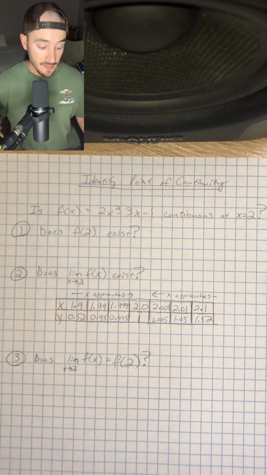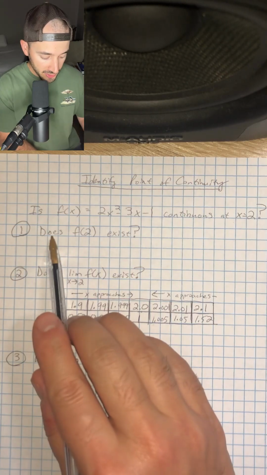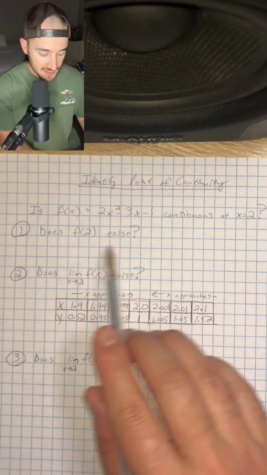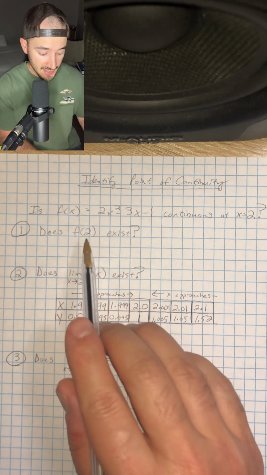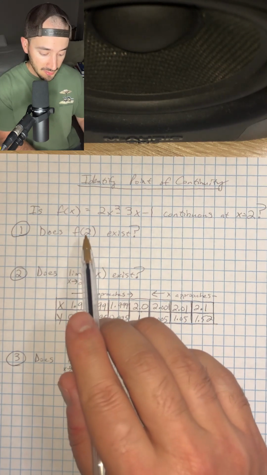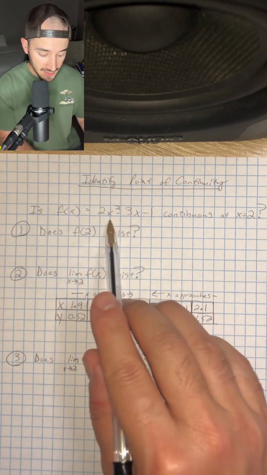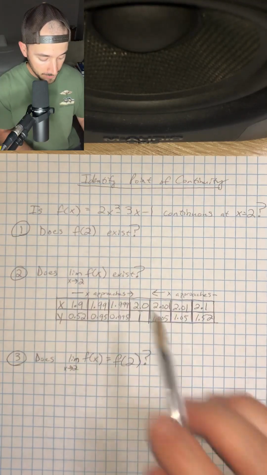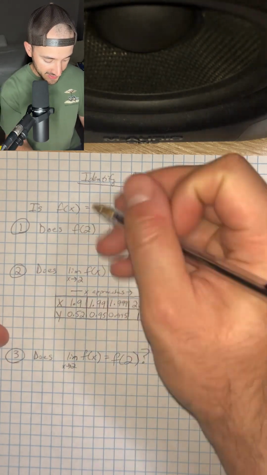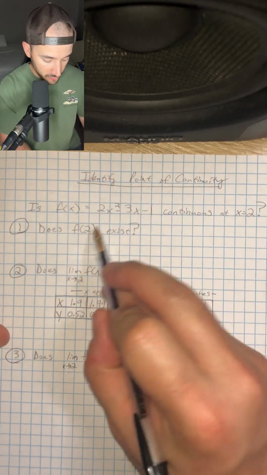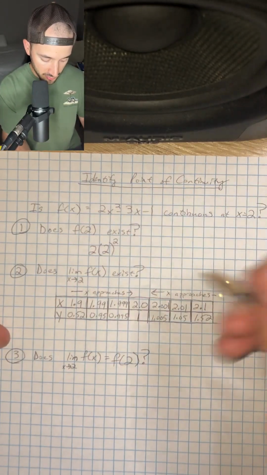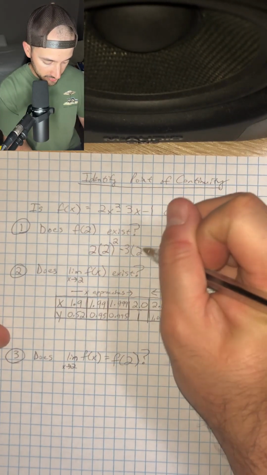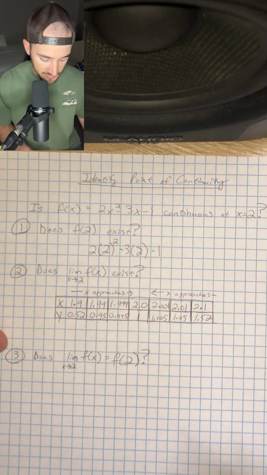So the first step: does f(2) exist? Remember, anytime we have f(2) or function notation like this, that just means if we plug in 2 for x, do we get a real number? We can easily test that by plugging in 2 for x. So 2(2)² − 3(2) − 1.